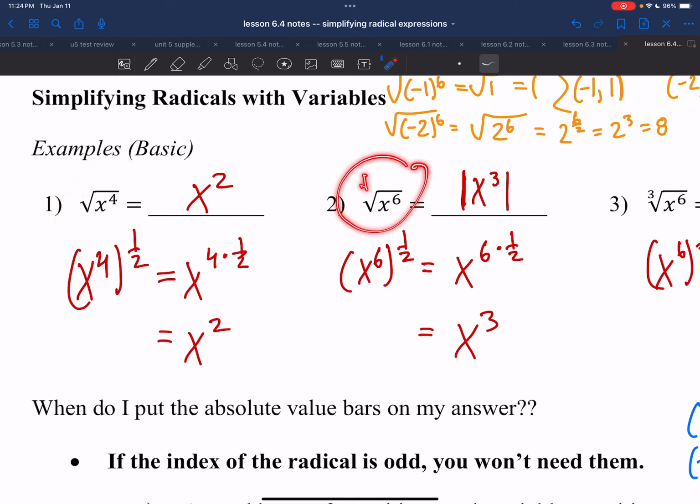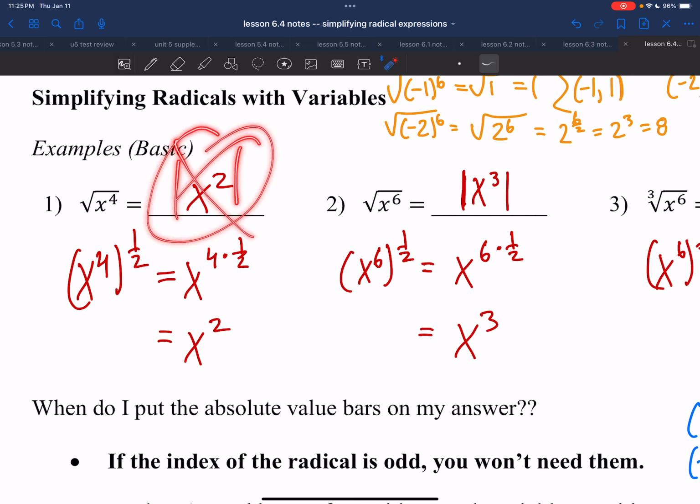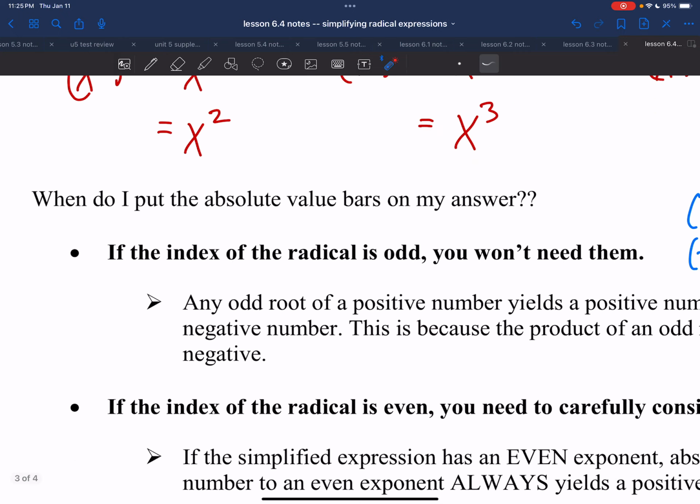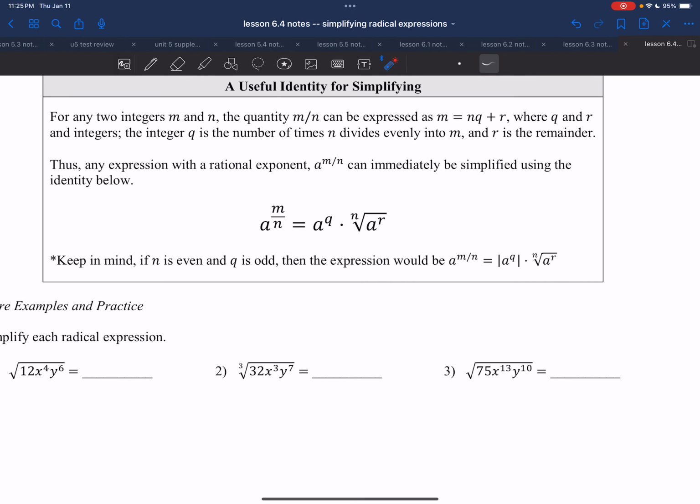Here, the root is even, but the power is odd, which means if you plug in a negative, you get negative, but you're not supposed to get negative. You're supposed to always get positive because it's an even root. So both results should always give you positive. It's just that you don't need the bars on this one. For this one, if it comes out to odd, they have to be there. Okay?